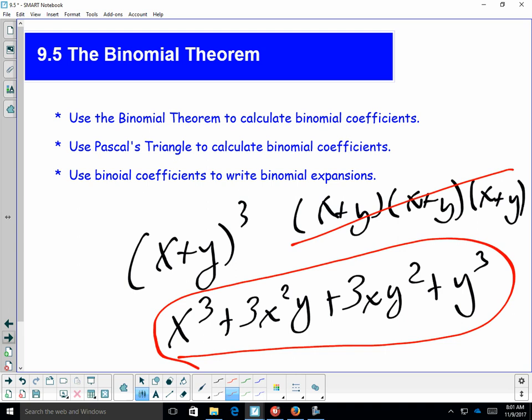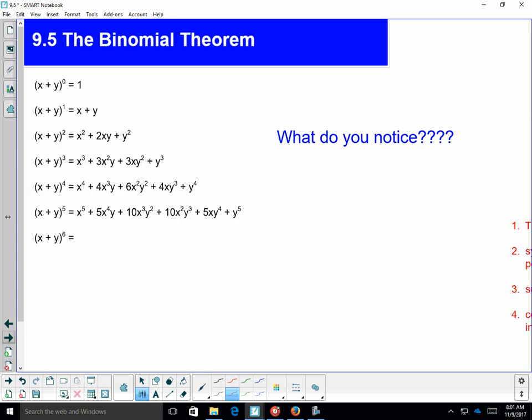So first, let's talk about binomials. If I have binomials raised to different powers, this is what it looks like when I expand out to the fifth power. I want you to pause the video and see if you can come up with as many patterns as you can see.